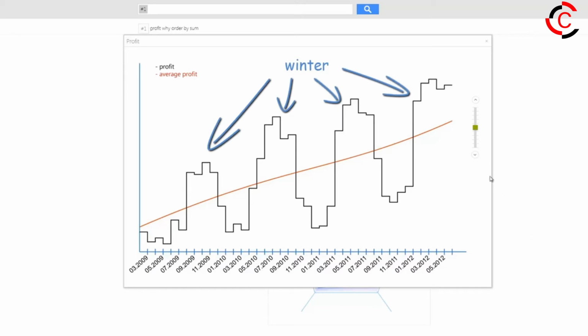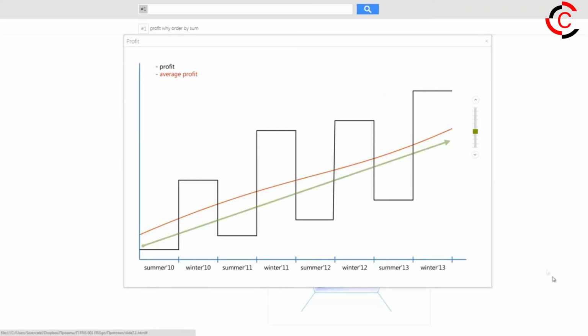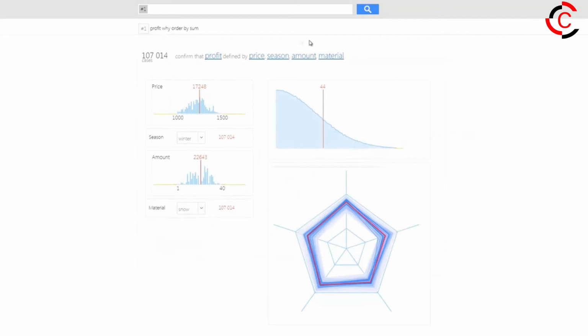This becomes even more obvious when we reduce the timescale. It is clear that profitability of this particular segment steadily grows each year. It looks like the customers are getting used to buying such winter decorations for their front yard. It appears that this segment is okay. Now let's get back to our initial search results to carry on with our investigation.